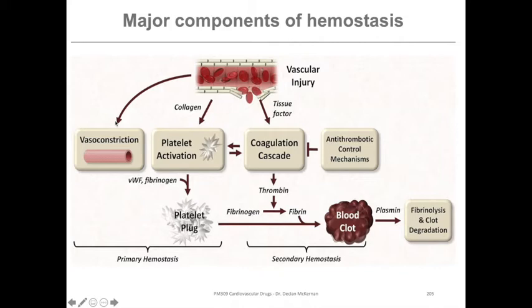This diagram summarizes the major components of hemostasis. This shows a vascular injury and the initiation of primary hemostasis, firstly, which involves vasoconstriction, the activation of platelets, and the formation of a platelet plug. Secondary hemostasis involves the activation of the coagulation cascade and the formation of a fibrin mesh and a blood clot. It then finishes with the degradation of the clot through fibrinolysis. We will now discuss these components in more detail.